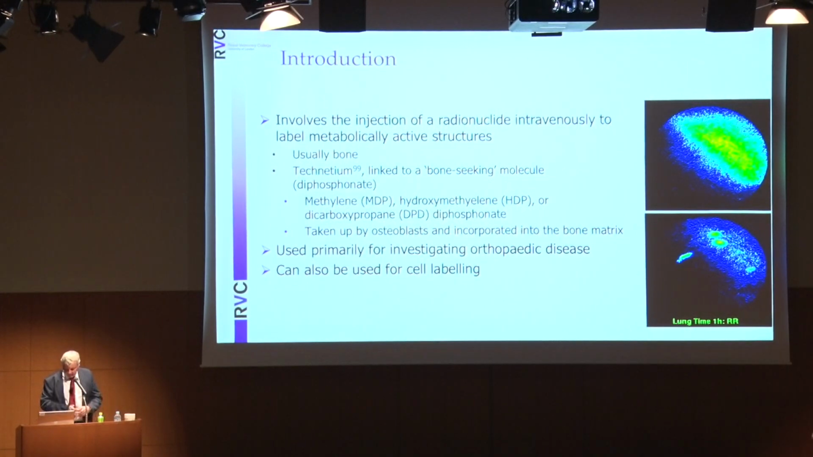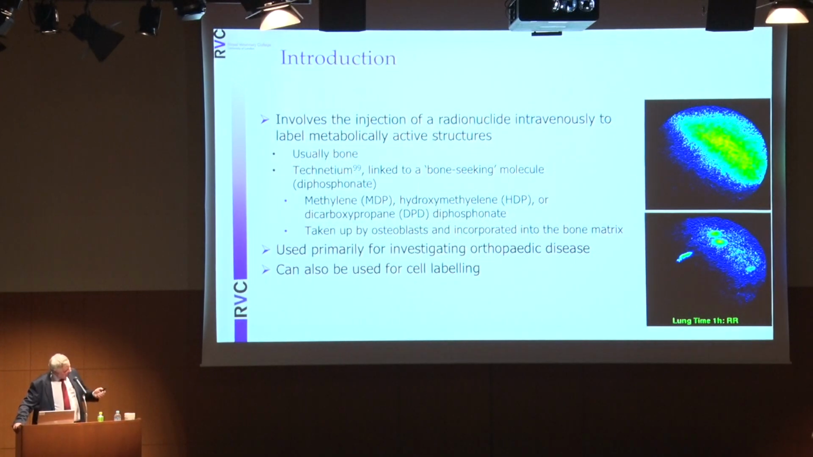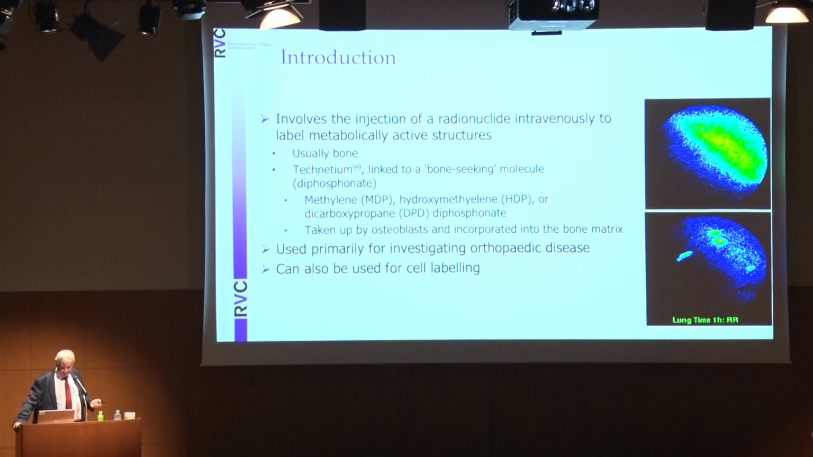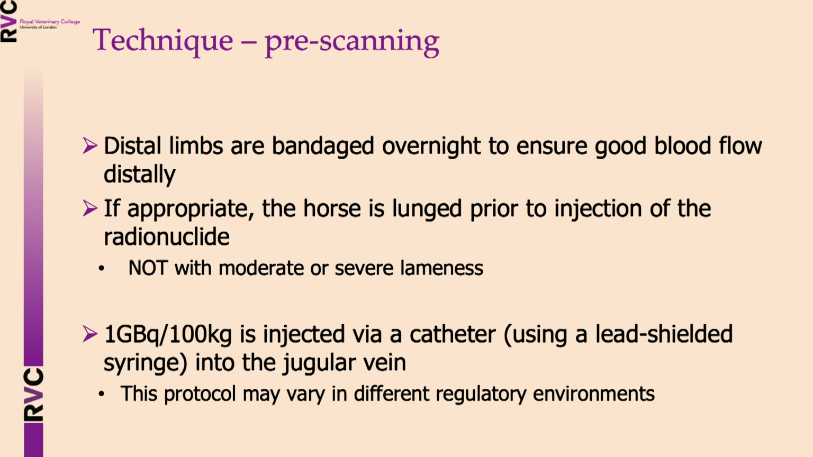And this is the distribution of stem cells in some cases where they end up in the lungs, either diffusely or in localized areas. But I'm going to focus on what we use most of the time, which is to investigate orthopedic disease. And initially, I'm going to talk about the exact technique we use.